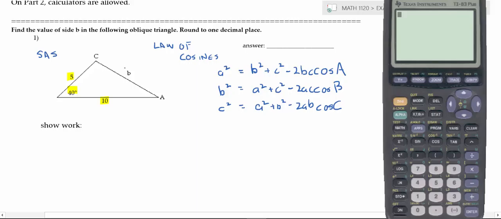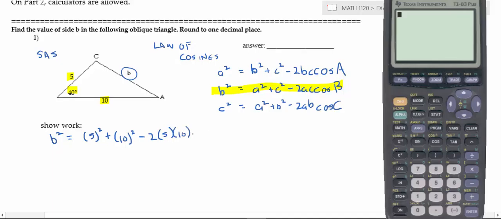All right, so this one, what you want to do is start with finding this. So we're going to start by just writing out the law of cosines, right? And what we're going to do with this is use this second form right here. Again, I don't even look at it, and you shouldn't either. Just do this. It's the sum of the squares of the other two sides. So it's going to be 5 squared plus 10 squared minus twice the product of those two sides, 5 and 10, times the cosine of the angle that's opposite b, which is 40 degrees.